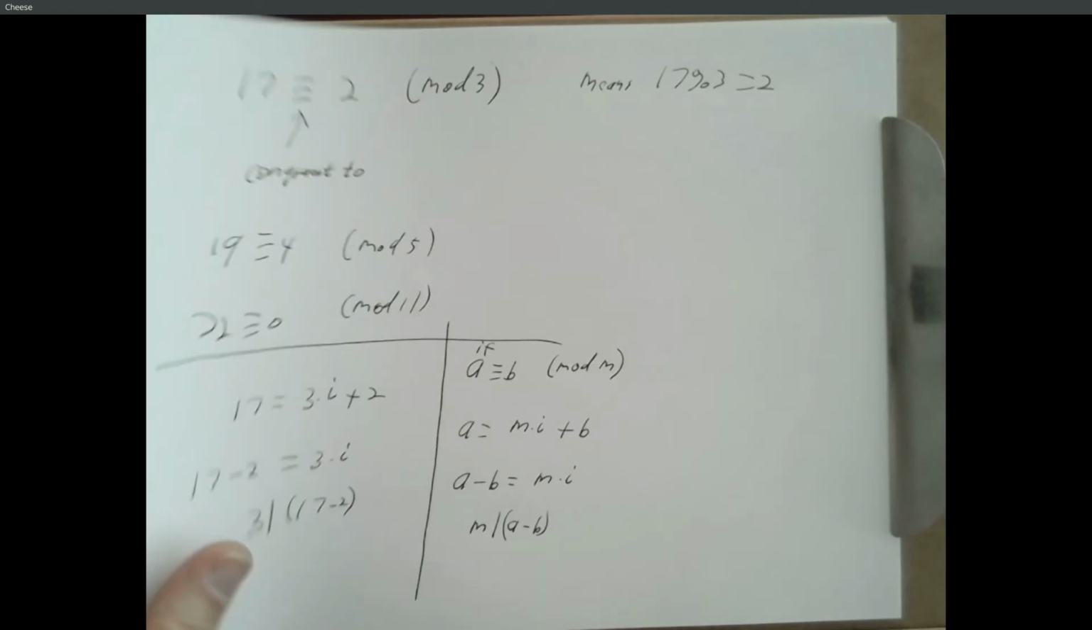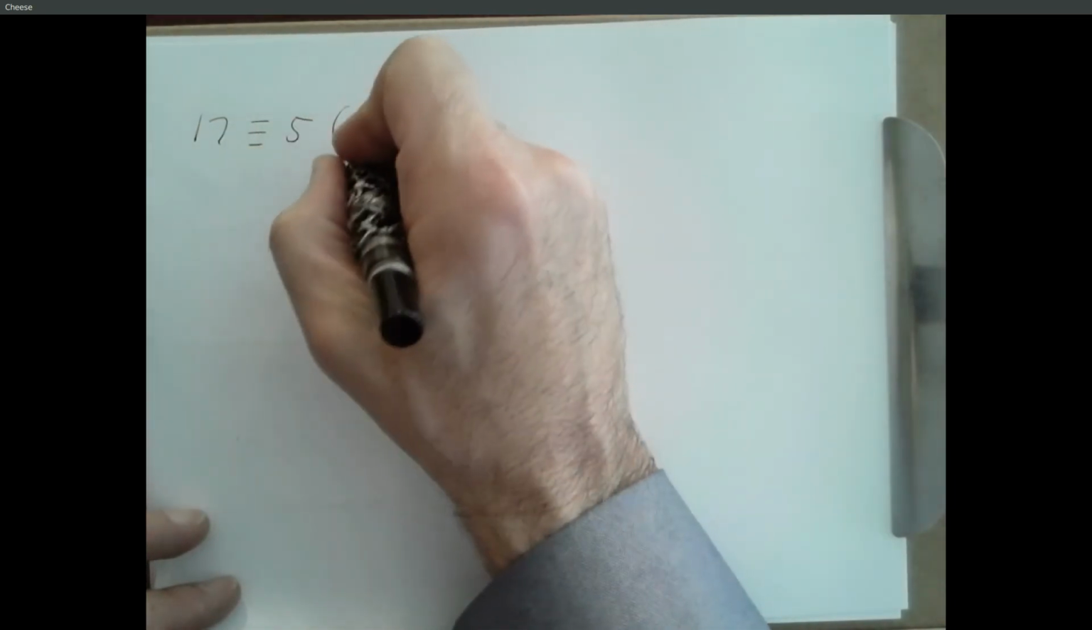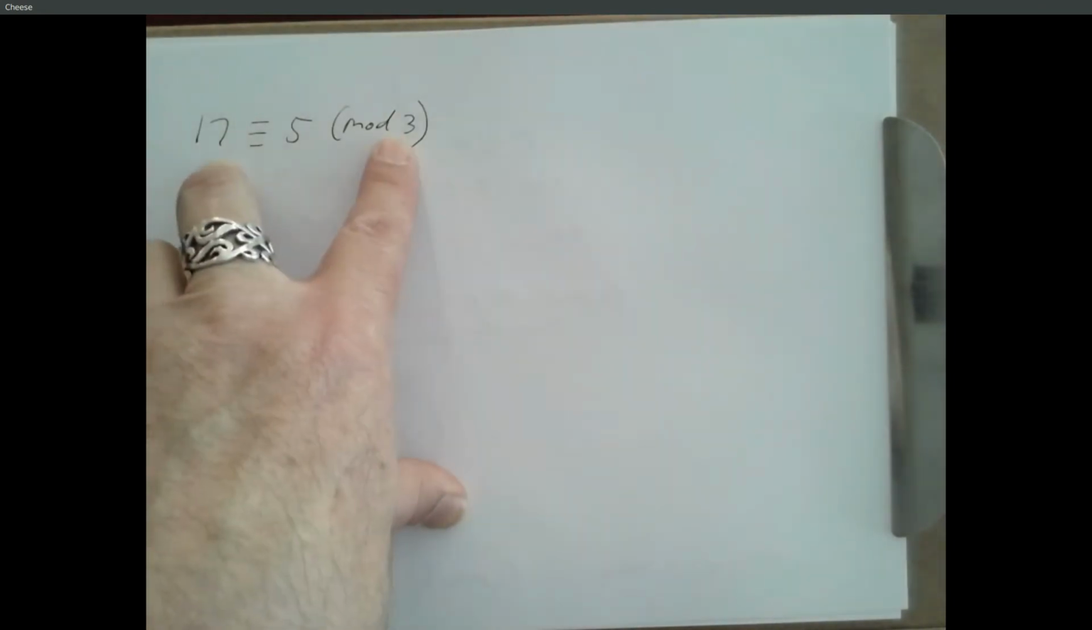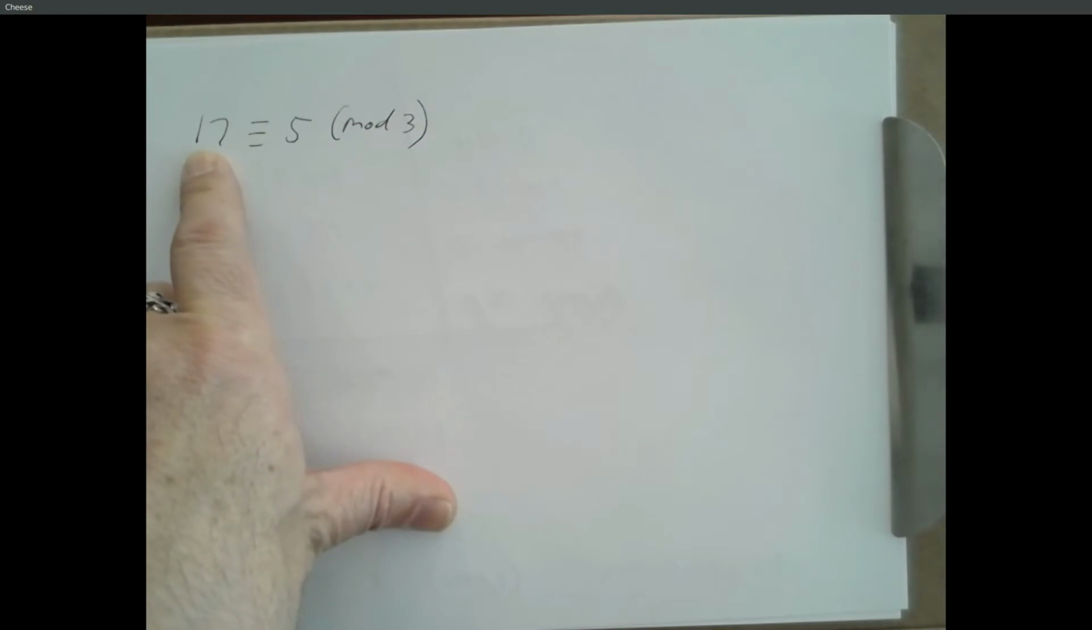Now we are allowed to write this. That's an absolutely perfectly valid statement. 17 is congruent to 5 mod 3. And all we're saying is 17 minus 5 is 12. That's a multiple of 3. We're also saying the remainder when we divide 17 by 3 is the same as when we divide 5 by 3. Right? Because 17 is also congruent to 2 and 5 is also congruent to 2.